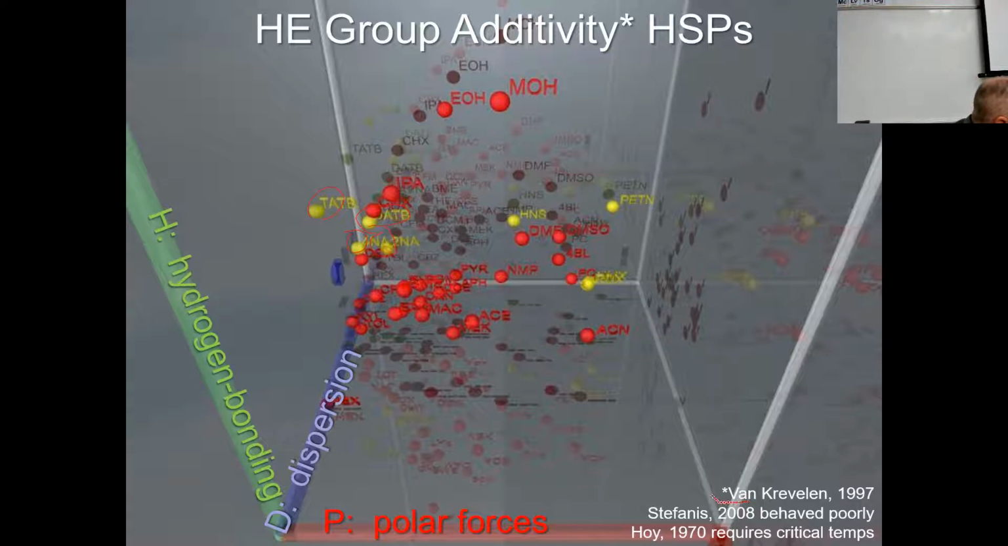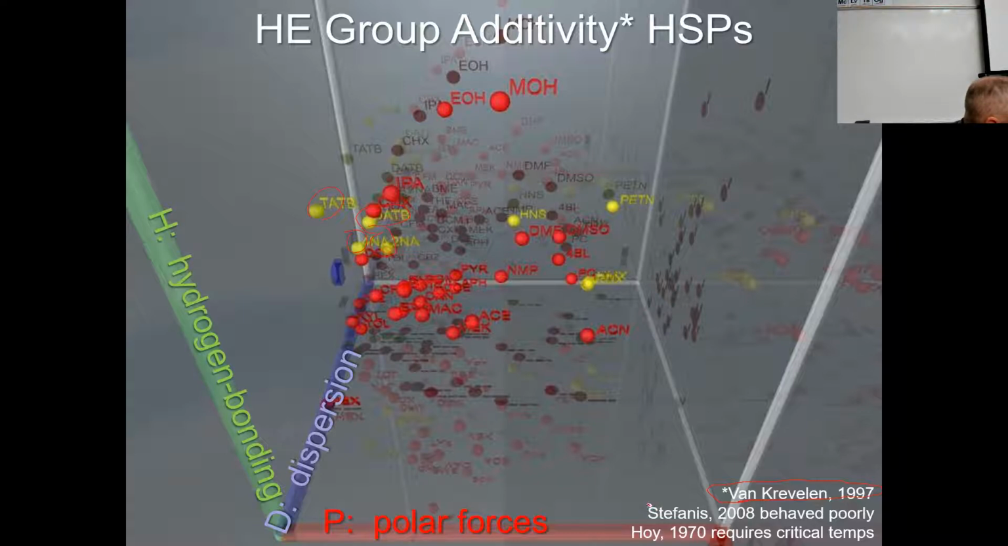So Van Krevelen made a group additivity model for polymers. You just look at how many methyl groups you have, how many aromatic groups you have, nitro groups, and so on, and those contribute to the D, P, and H values. We made a spreadsheet where you just type in 1s and 2s and 3s, depending upon all the different groups you have in your molecule, and it'll generate the Hansen solubility parameters. So sweet.